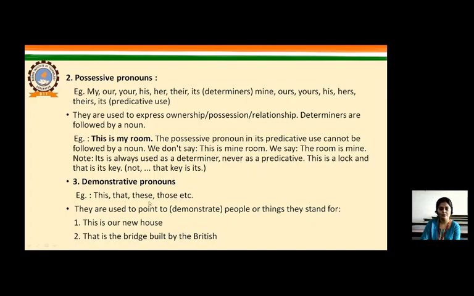So you are actually pointing to a house and maybe telling a person or group of people that this particular building is your house. Now, that is the bridge built by the British. So here you are also indicating that particular bridge, or maybe any bridge that you are coming across, and you're just telling people that that particular bridge was built by the British. So you are pointing at something, referring to some particular thing, place, or person, and then you are using the pronoun that is the demonstrative pronoun.